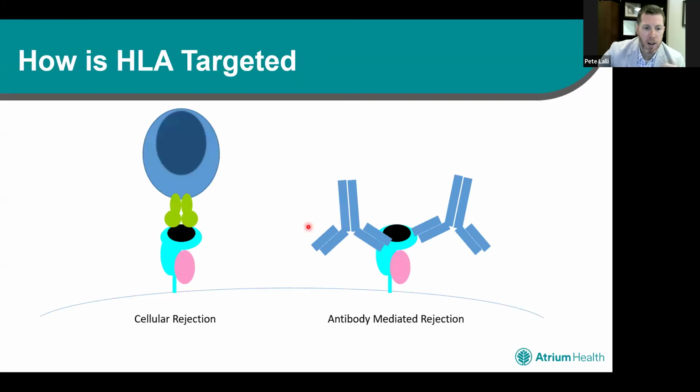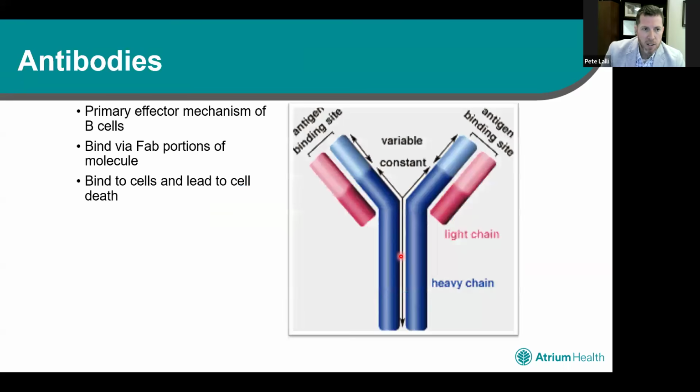HLA can be targeted by both a cellular mechanism, where the T cells turn on and our cytotoxic T cells go in and try to kill off the graft cells, or through an antibody-mediated mechanism, where the B cells turn into plasma cells and make antibodies that then stick to the HLA proteins on the donor cells and cause cell death. Antibodies are what we deal with most in the laboratory, and they're the primary effector mechanism of B cells.